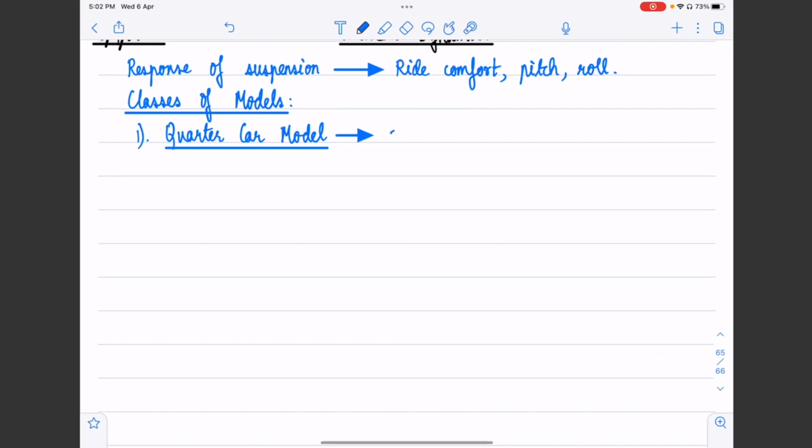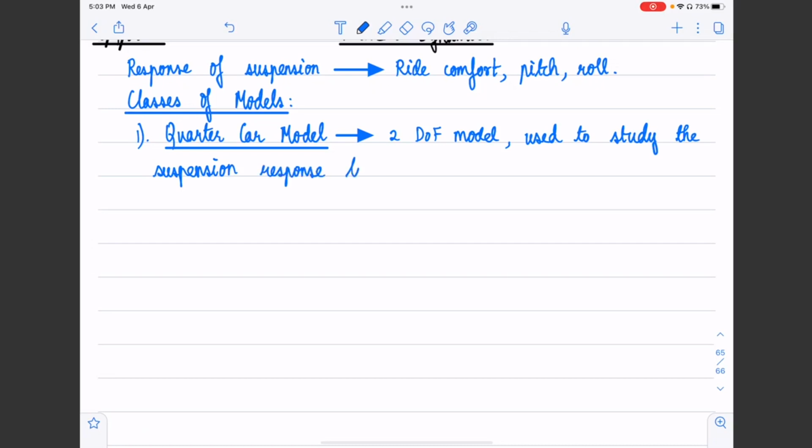Okay, so this quarter car model is typically a 2 degree of freedom model, and it is used to study the response of the suspension to the road inputs, the road excitation. So that is the main application of the quarter car model. So we use the quarter car model to study the suspension response to road inputs. We typically call this studying the heave motion of the vehicle. Okay, what is heave motion? It's essentially moving in the vertical direction. So that is what is called heave motion. Okay, so that is the quarter car model.